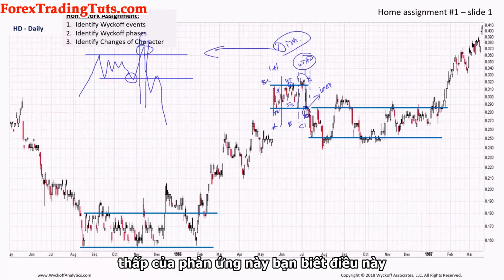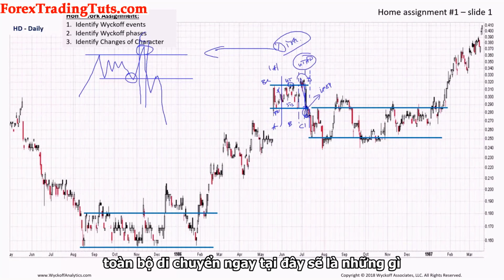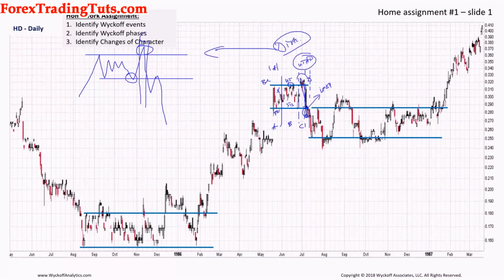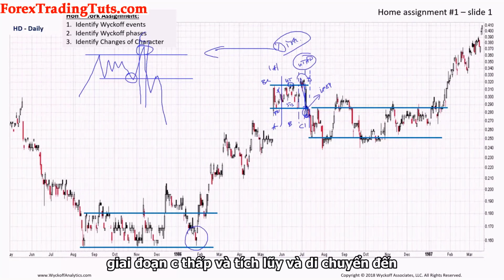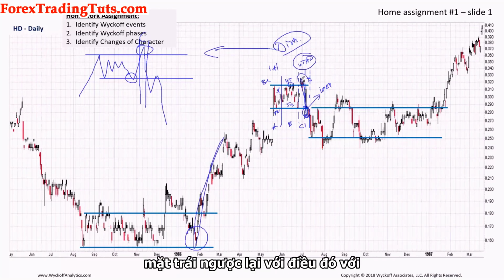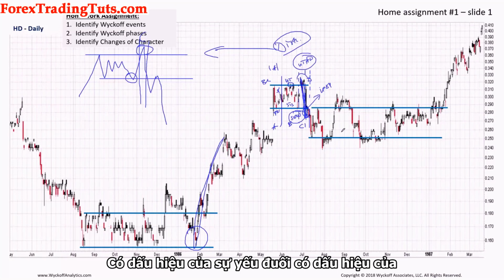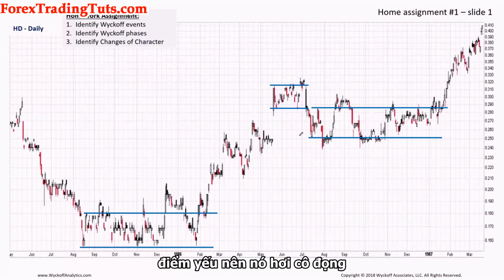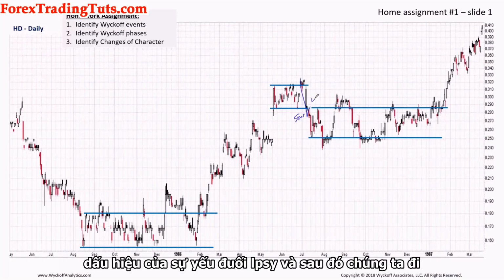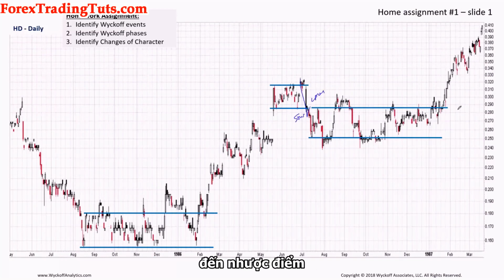Okay, so the rally will be a last point of supply, but the move to the downside from the high of the upthrust to the low of this reaction, this whole move right here, what would that be? Think about phase C low in accumulation and the move to the upside. The opposite of that, to the downside. Sign of weakness? Yeah, sign of weakness. So it's a little bit condensed here, but here it is. Sign of weakness, LPSY, and then off we go to the downside.